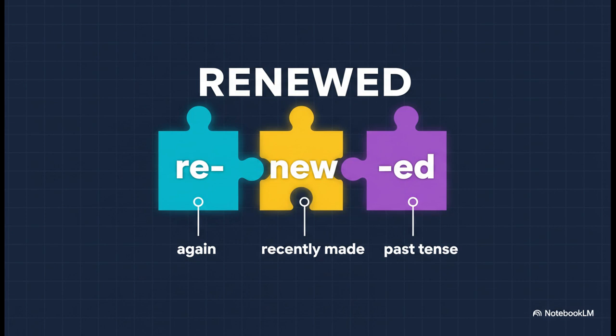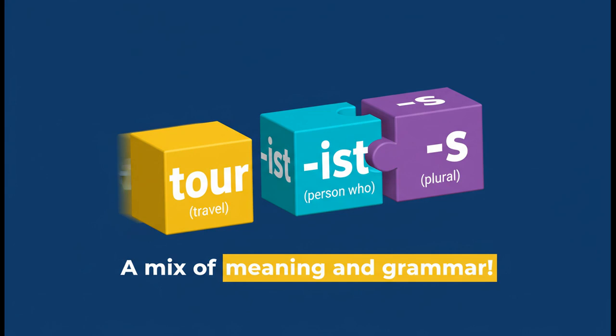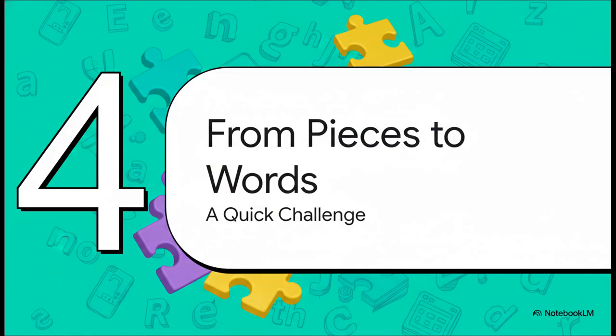It's all right there. And the word tourists is just a perfect example of how these all mix together. We start with the root tour, then we add the affix ist, which means a person who does that thing. And finally, we snap on the affix s to show there's more than one. So you have meaning, then more meaning, and then a piece of grammar, all clicked together to make one word. So, we've seen how to take words apart. Now let's just do a quick check to make sure this whole idea is crystal clear.